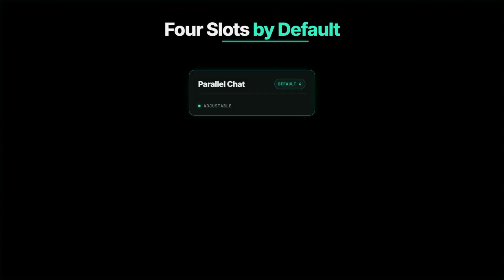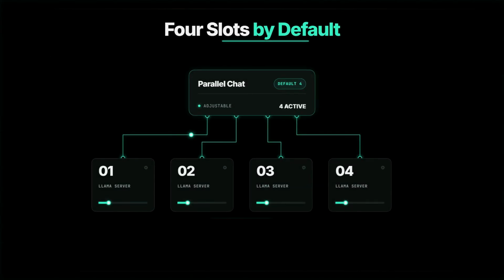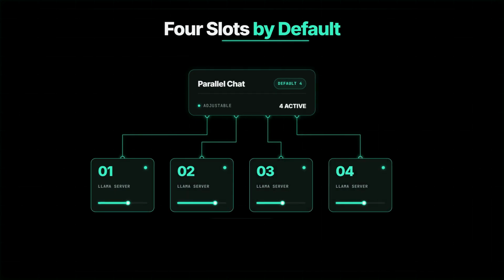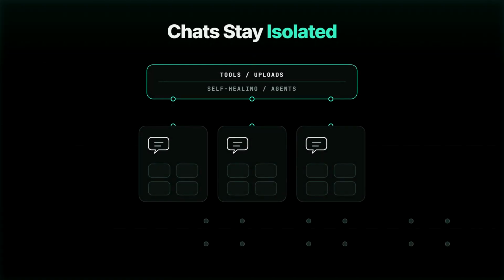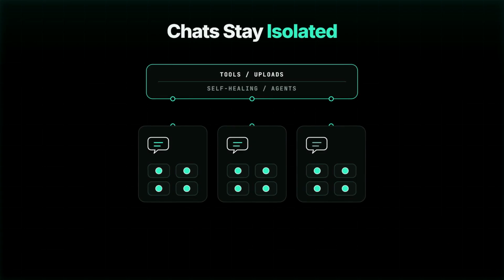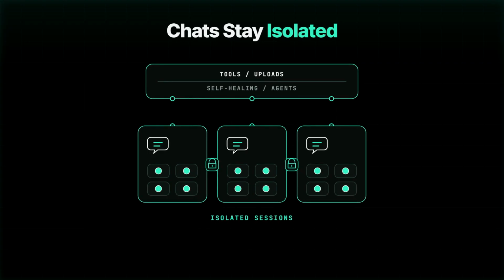Unsloth configures 4 llama-server slots by default, and the count is adjustable in the web interface. Available memory, however, still decides how much parallel work is realistic. Tools, uploads, self-healing, and agents remain isolated between chats. Parallel generation is therefore not described as one shared workspace, where every conversation can touch another chat's resources.